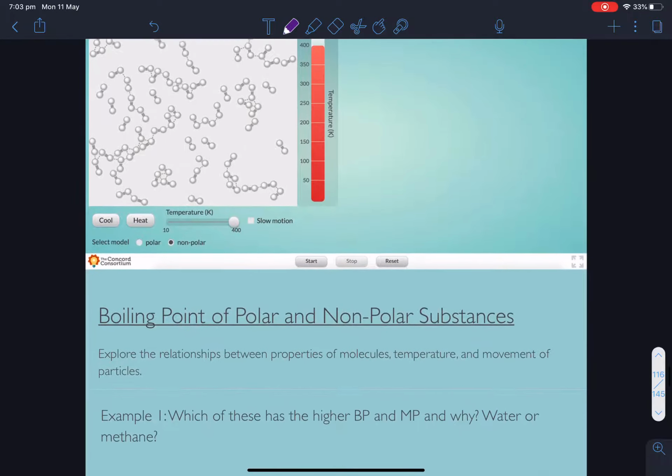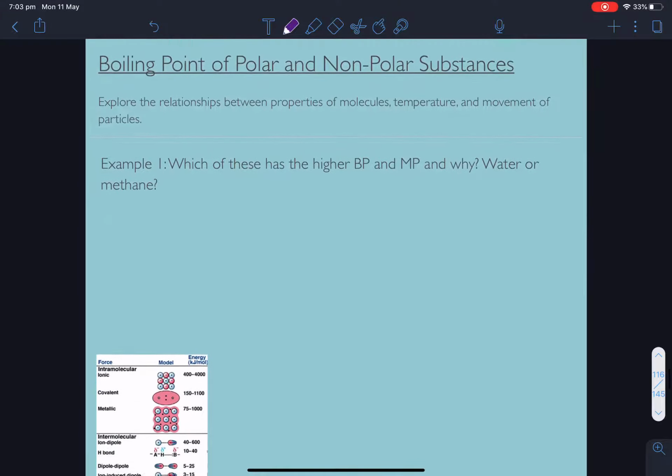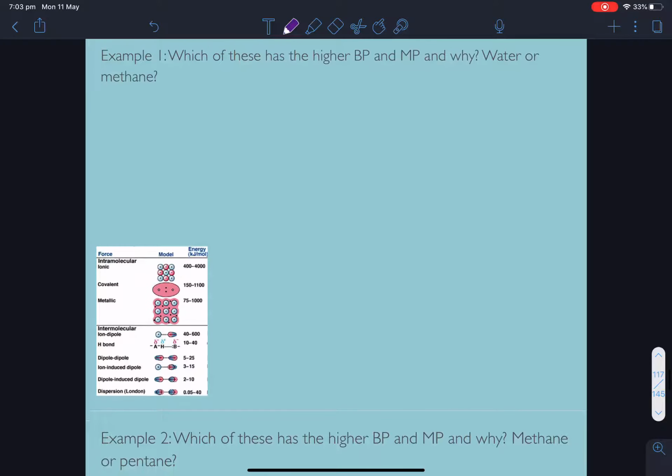There's an interactive there that you can play with. It's comparing the boiling points between polar and non-polar substances, and it's a good one to play with. I won't do it in this video though, because I can't do it on my iPad. I'll just do these examples.